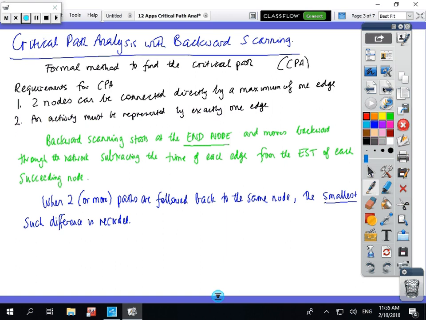Backward scanning starts at the end node and moves backward through the network, subtracting the time of each edge from the earliest start time of each succeeding node. When we look at an example, it'll make a lot more sense. When two or more paths are followed back to the same node, the smallest such difference is recorded. Okay, copy that, and hopefully the next page we might have an example.